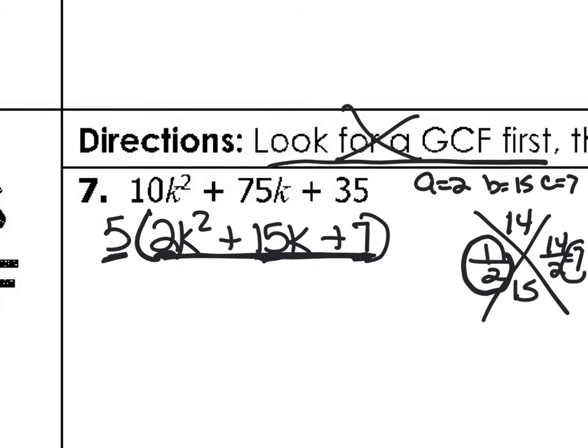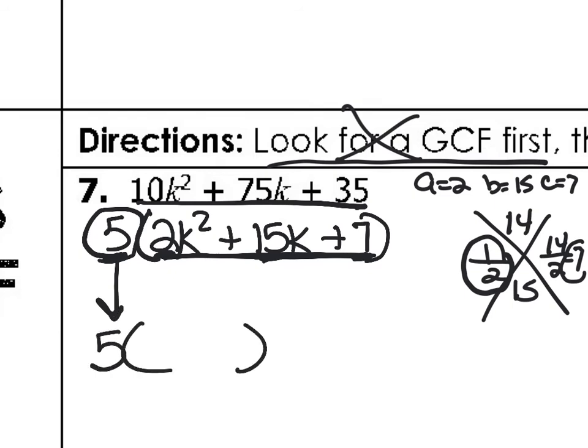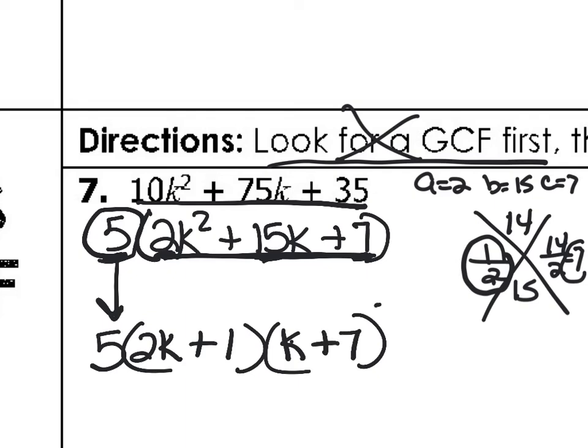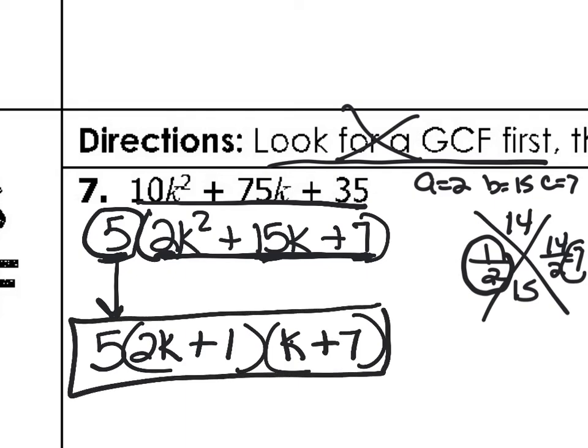All right, so now for my answer. This 5, we factored it out, so it was a part of the original problem, right? So it's going to go in our answer. So I'm going to bring it down, and then I'm going to write my 2 binomials. So denominator in front of the k, numerator positive 1 after. Numerator k, and I have a whole number, so it'll just be k positive 7. So now this whole thing is my answer.